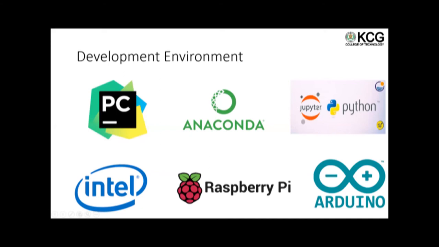Jupyter Notebook is what you need when you visualize something. When you write something like 3 plus 4, it will answer you immediately like that. So just think about a whiteboard. These are the things. Arduino and Raspberry Pi are microcomputers.